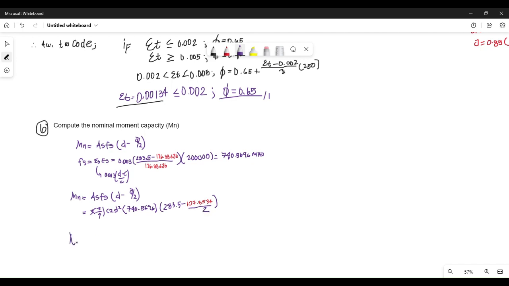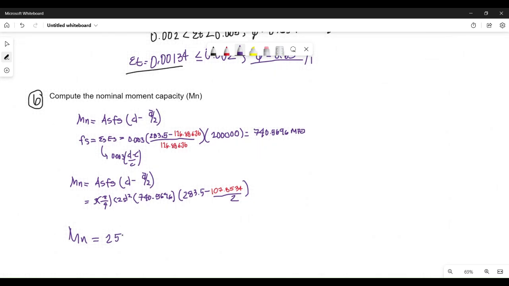So your Mn is equal to, okay, answer times 3 times pi over 4, times 25 squared times 283.5 minus 107.838534 divided by 2. Your answer is large, so let's express it in kilonewton. So your nominal moment capacity is 250.37 kilonewton meter.